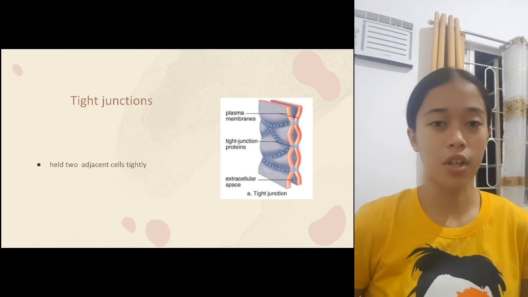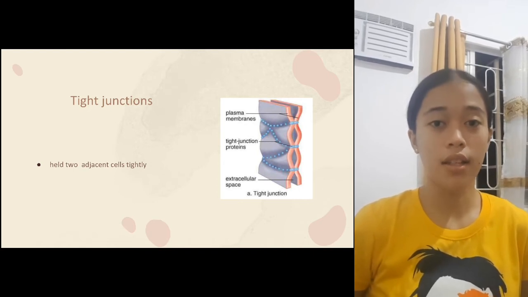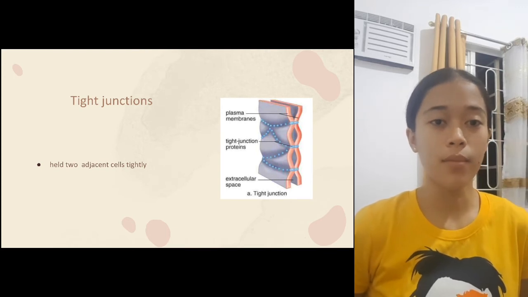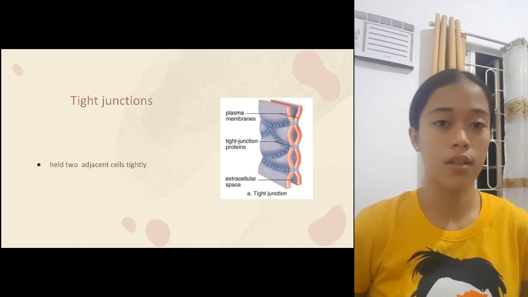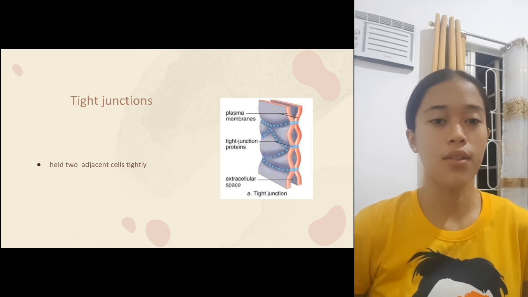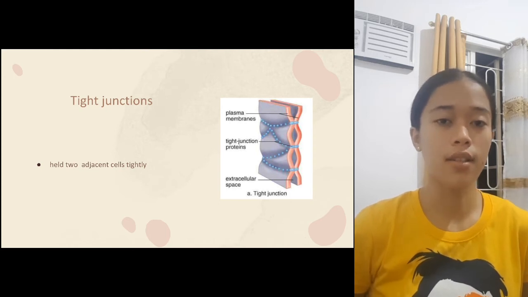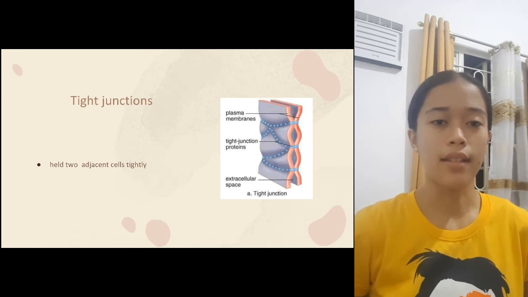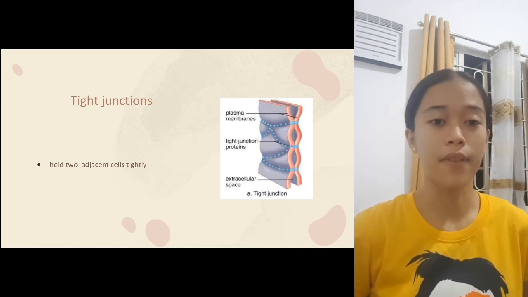First is the tight junctions. It is a junction that holds two adjacent cells tightly. It forms a zipper-like protein barrier that cannot be easily crossed. This is to prevent the passage of unwanted materials across the cells. It is commonly found in epithelial tissue. An example is our skin and blood vessels.